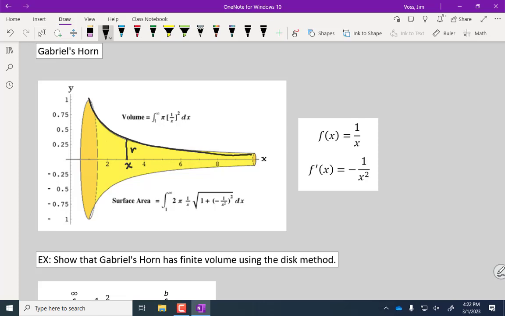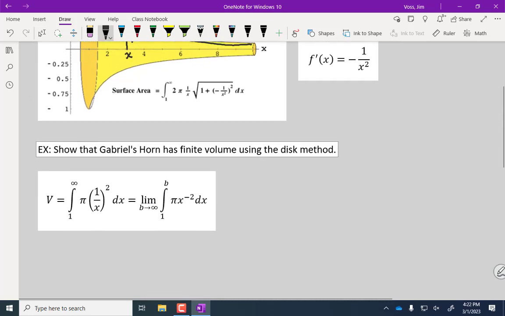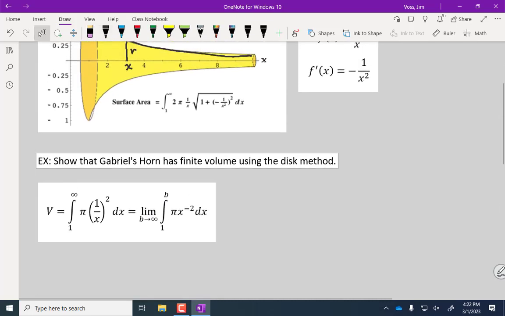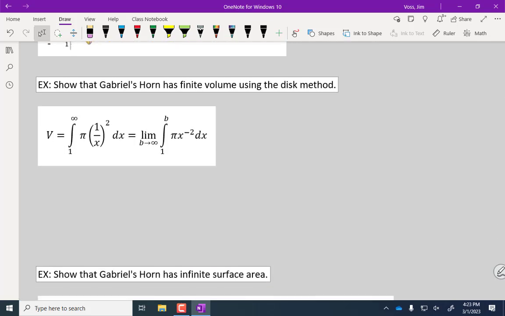Now, when we find surface area, we're going to have to differentiate the function. Because remember, surface area has that big square root of 1 plus derivative squared. So there's the derivative. OK, so let's focus on volume first. So here's volume right there. So pi, the radius is 1 over x. It's the function, squared. So we see it's improper, so we turn it to a limit, and we have this expression right there. So let's finish the volume.